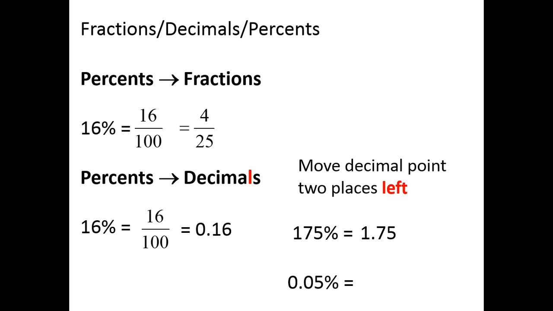So, since percent means out of 100, we're going to take that 0.05, that 5 hundredths, and divide it by 100 to change it to a decimal number. So that moves the decimal point 2 places to the left, and we get this very, very small number, 0.0005. That's 5, let's see, tenths, hundredths, thousandths, 10 thousandths. That's 5 10,000ths.